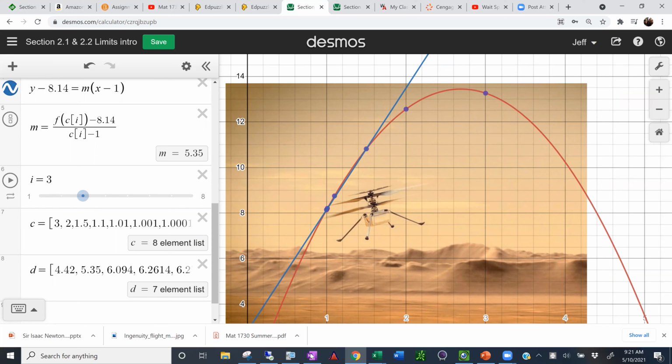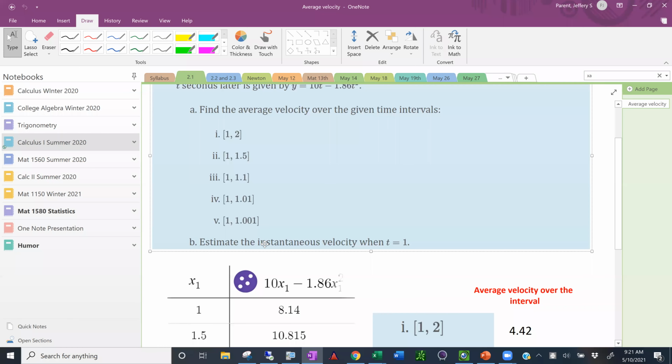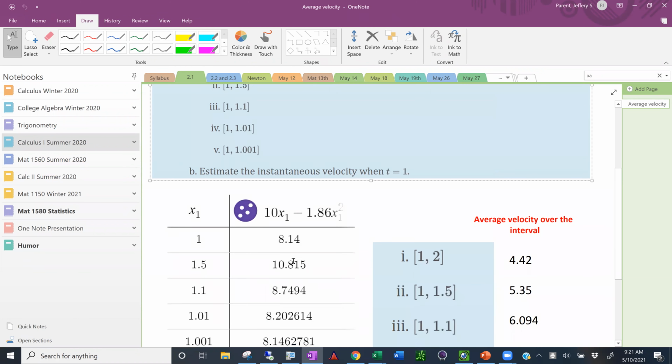So the points that we're going to look at are going to help us find the average velocity over these particular intervals. So we've done the first two. The average velocity over this interval was 4.42. We calculated that by hand. This one we relied on Desmos for. We got 5.35. So the next one accordingly should probably give us 6.094.